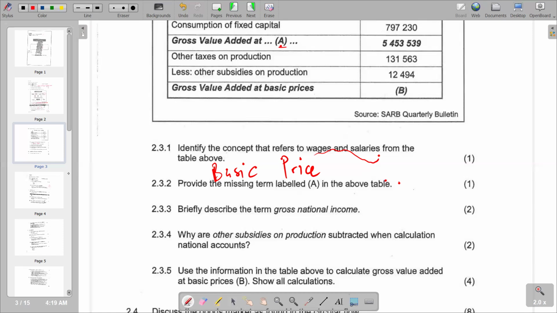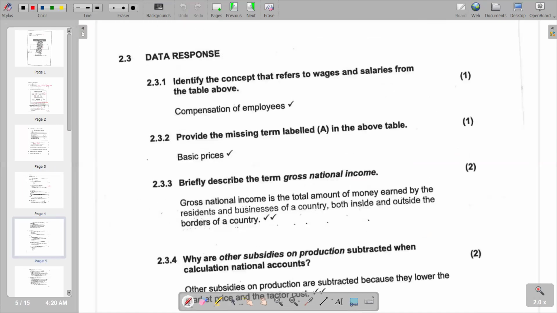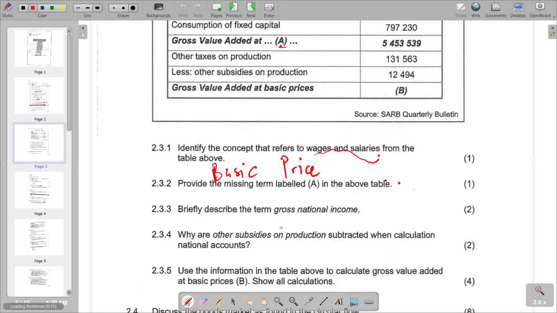So we go to 2.3.3 to see the explanation that we have there, which reads: gross national income is the total amount of money earned by residents and businesses of a country, both inside and outside the borders of a country. So basically, that's the description that we have.